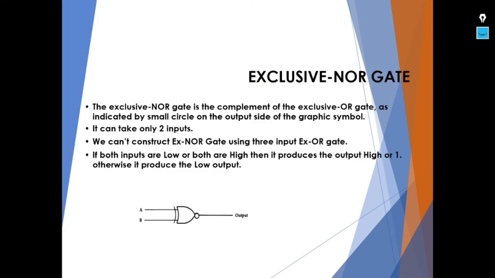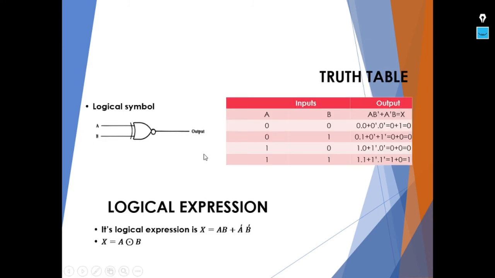Next, the XNOR gate, that is the exclusive NOR gate, which is the reverse of the XOR gate. That is, the exclusive NOR gate is the complement of the exclusive OR gate, as indicated by a small circle on the output side of the graphic symbol. It can also take only 2 inputs. We can't construct an XNOR gate using 3 inputs. This is the logical symbol of the XNOR gate. And the logical expression of the XNOR gate is A XNOR B.